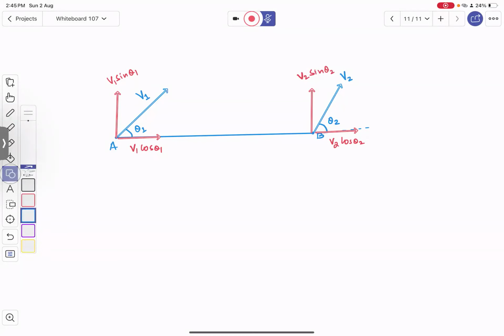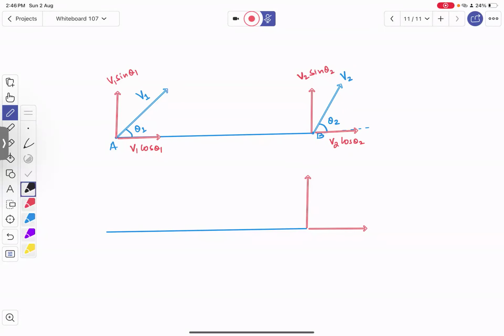Now, if I sit in the frame of A, maybe I will write the final result directly. In case you don't get it, you tell me, then I will explain those steps. So by being in the frame of A, I will find B to be moving with V2 cos theta 2 minus V1 cos theta 1 along the line joining them, and will be seen moving with V2 sin theta 2 minus V1 sin theta 1 in the direction which is perpendicular to the line joining them. This is our A and this is our B.